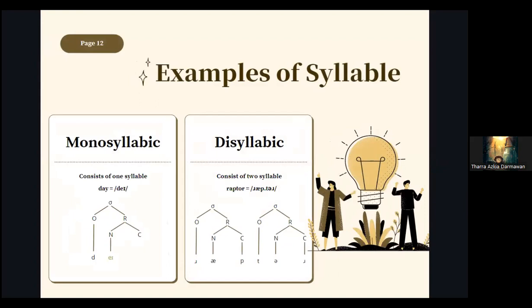Now, the examples of syllables. First is monosyllabic. It consists of 1 syllable. We can see from the example of the word day. And then dissyllabic, it consists of 2 syllables. We can see from the example of the word raptor. Next slide, please.